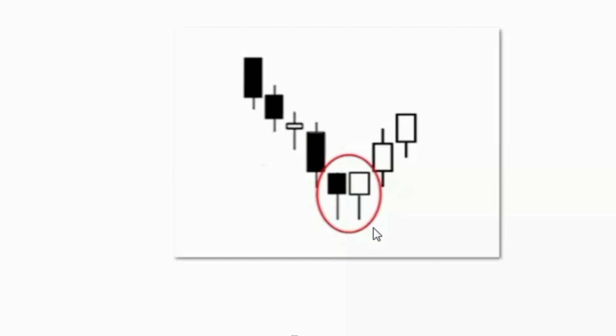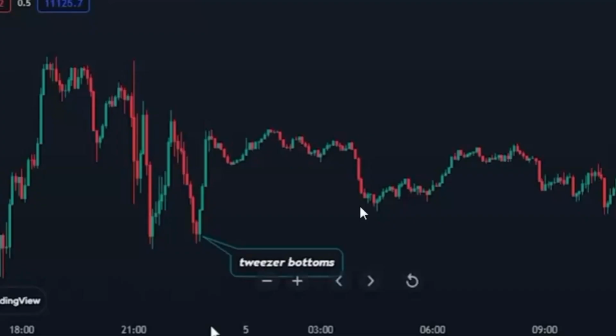Now let's look at the opposite of the tweezer tops, which are tweezer bottoms. We find these mostly at the bottom of the chart, signaling a reversal to the upside. They do exactly as the tweezer tops do. Let's look at the live example on the charts. As we can see, the market went straight up. I won't waste time explaining it over again, as it is the same as tweezer tops.